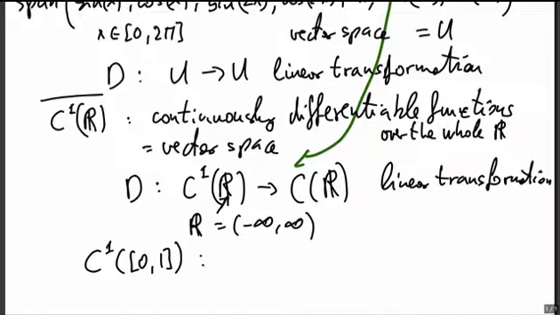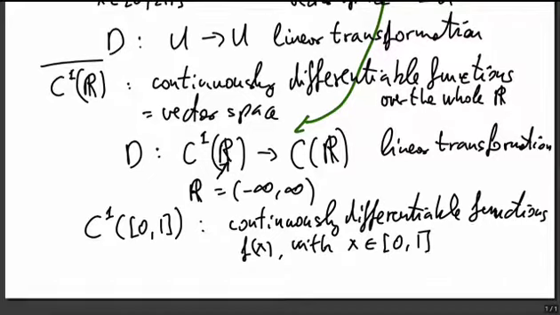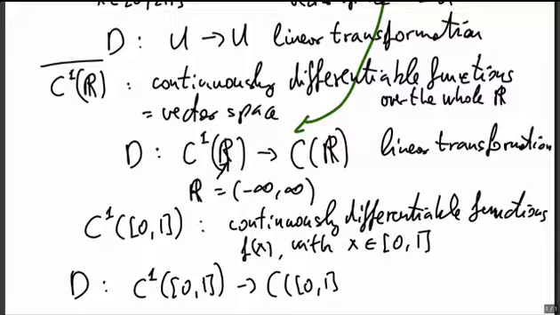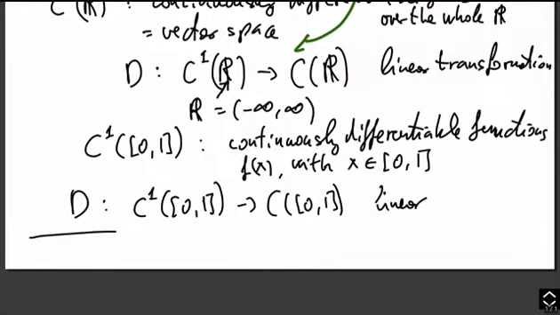So these are the continuously differentiable functions. Generally, we denote it with f of x with argument x in the interval [0, 1]. And again, what we have is that the differentiation from this vector space goes into continuous functions. That's what continuously differentiable means. And this is also linear. Other examples, so this is a big thing, of course, to do differentiation.